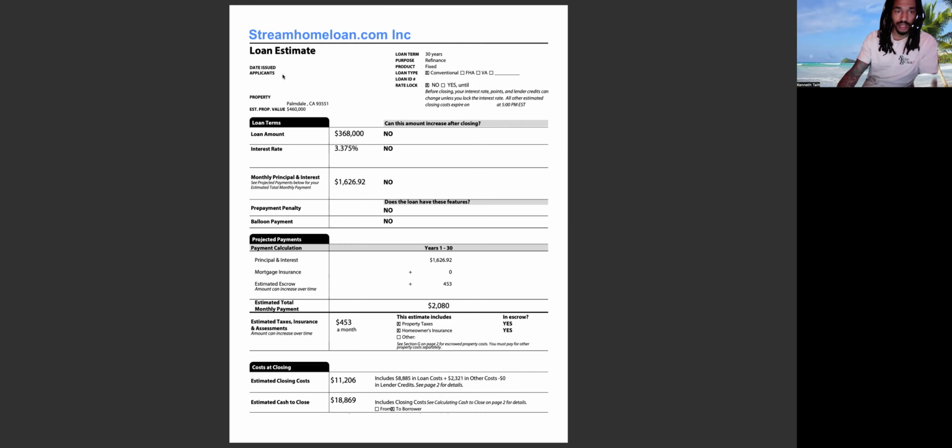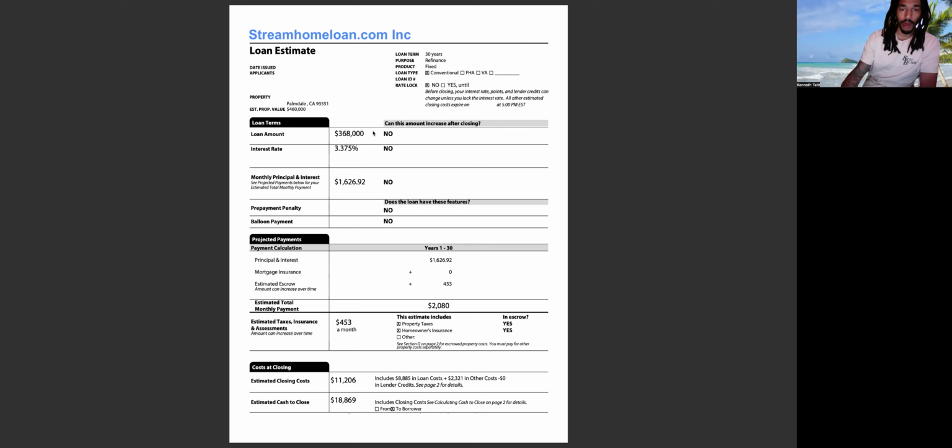Here you would see the date issued, the applicant's name, property address, estimated property value. This is the loan term. It's a 30-year term. It's a refinance. Refinance is the purpose of the transaction. The product is a fixed product, and the loan type is a conventional loan. At this point, we hadn't locked the interest rate yet. This is where you would see the loan number.